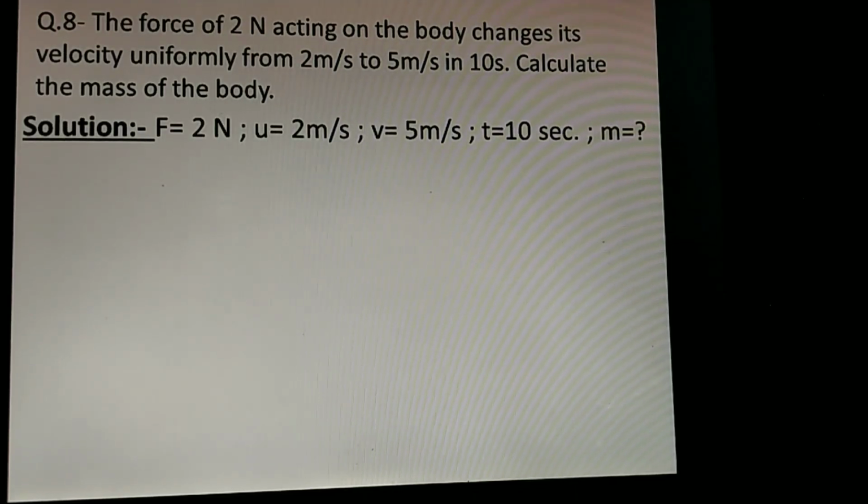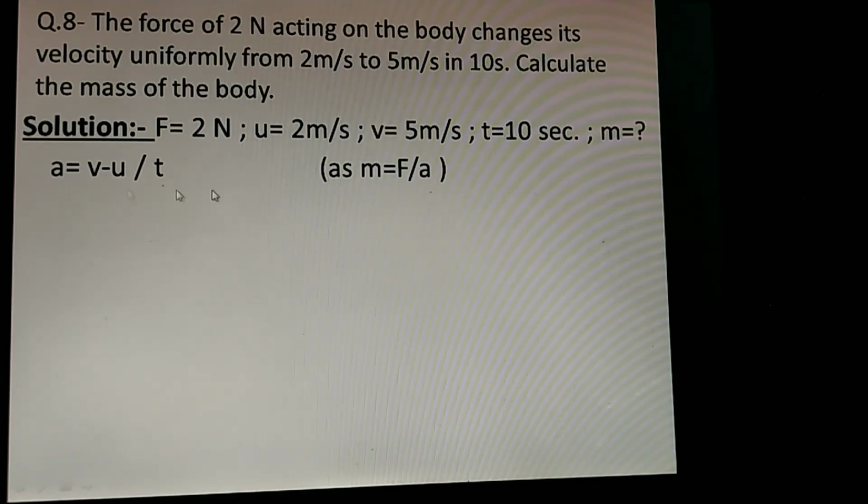So as per the question, F equals 2 Newton, force is given, initial velocity 2 meter per second, final 5 meter per second, time is 10 seconds. Then you have to find out the mass here. The formula is A equals V minus U upon T. Here you have to find out the mass of the body, and the formula for mass is mass equals F by A. You have the value for F, but you do not have the value for acceleration. So first we found the value of acceleration from this formula, A equals V minus U upon T.